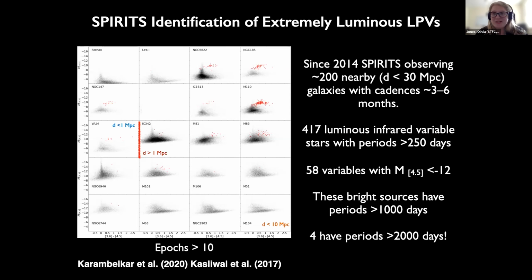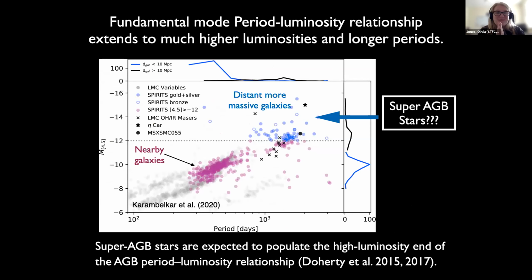And shown here are some color magnitude diagrams of 3.6 minus 4.5 against 4.5. And what is really standing out are these bright populations of thermally pulsing AGB stars in the red. Some of these, especially in the distant more massive galaxies, are exceptionally bright and have very long periods. So this is very exciting because it's wondering, are these a population of super AGB stars? They follow along the fundamental mode period luminosity relation, but extending to much higher luminosities and periods. And it's also been compared to candidate super AGB stars in the Magellanic Clouds. So I think this is a very interesting discovery space.